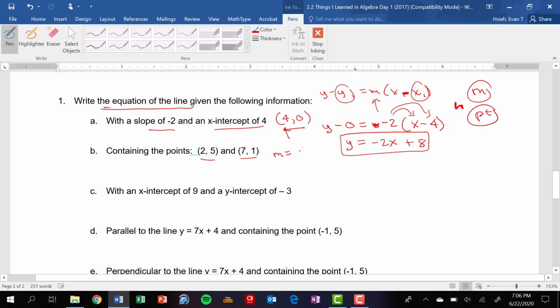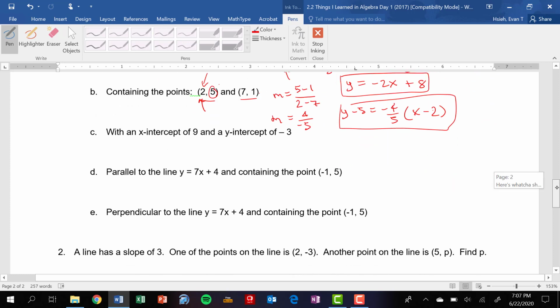Slope is just going to be the change in the y values, so it'll be 5 minus 1 divided by the change in the x values. You have to go in the same direction. So if I start here with my 5, I need to start here with my x. So it's going to be 2 minus 7, or 4 over -5. So my slope is going to be -4/5, and just pick one of the points. So it's going to be y minus 5 equals -4/5 times x minus 2, the 2 being my x value right there. And there's my answer. I can leave it in that form, again, if it doesn't specify.